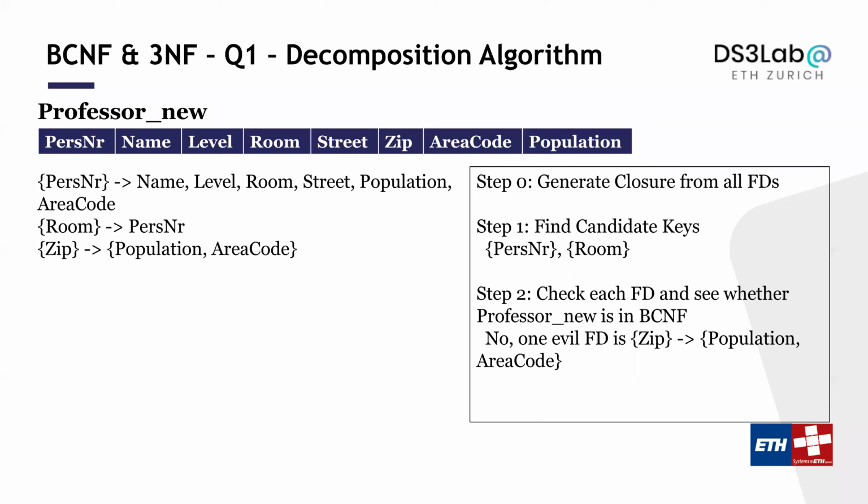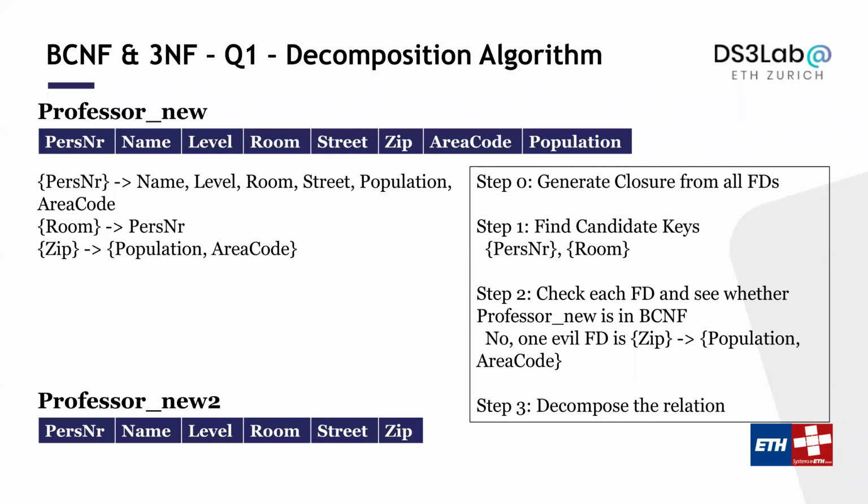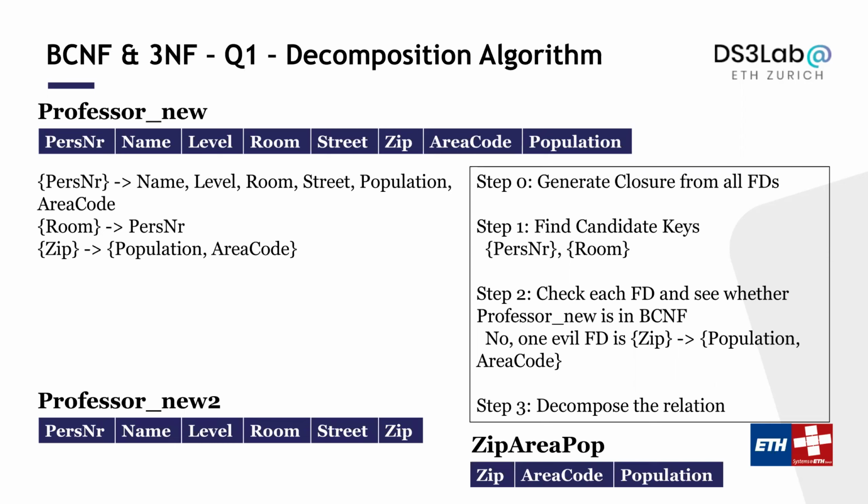So what can I do? I can take that functional dependency and decompose on it. In this case, I could decompose this into two other relations. One relation contains the zip code and the associated area code and population. The second is another relation with the professor information and zip code.